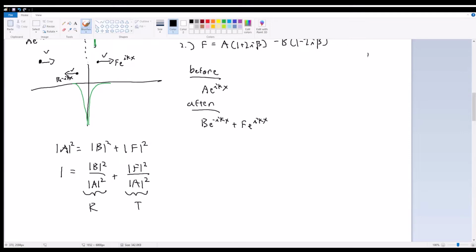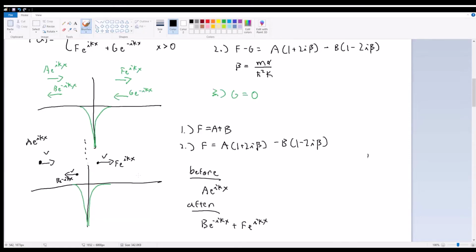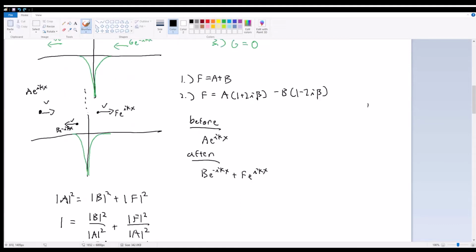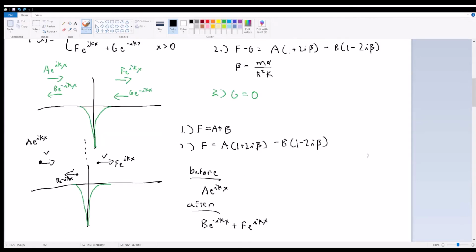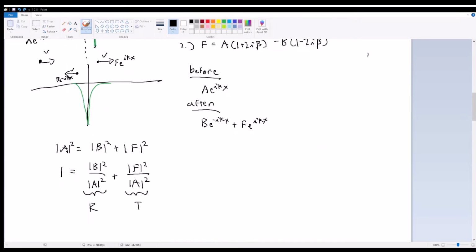So what we have here is B and A, we have F and A, and we have these 2 conditions that are described in terms of F, A, and B. We can redefine these coefficients in terms of this beta variable by playing around with conditions 1 and 2, and that's exactly what we're going to do.